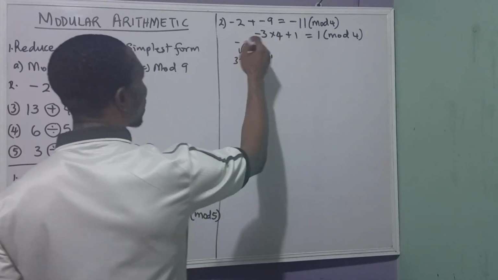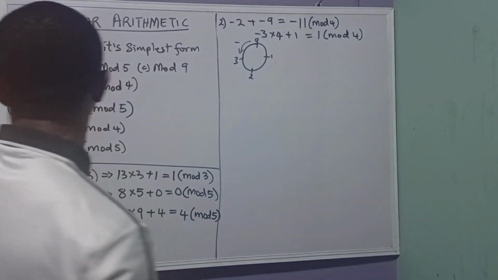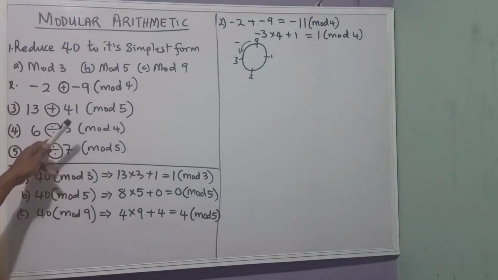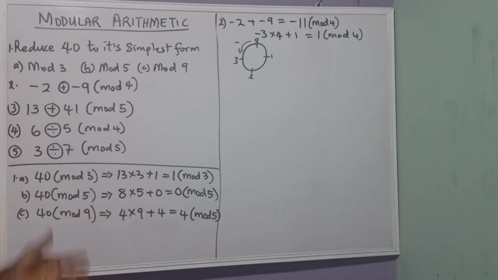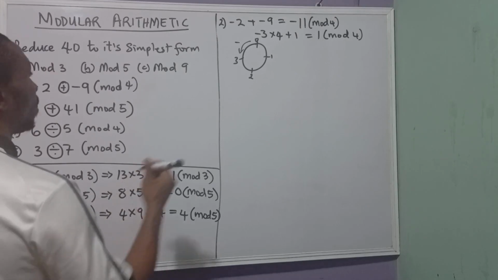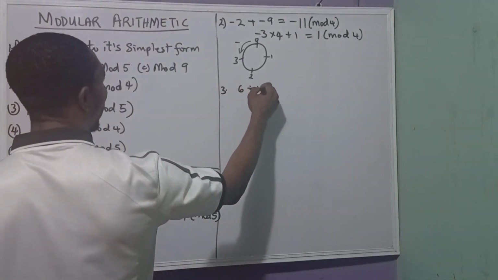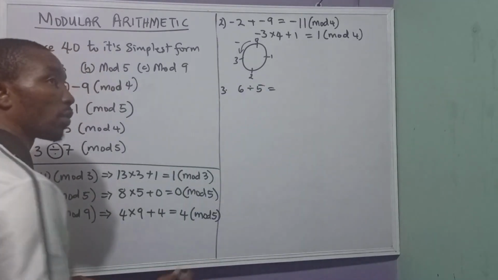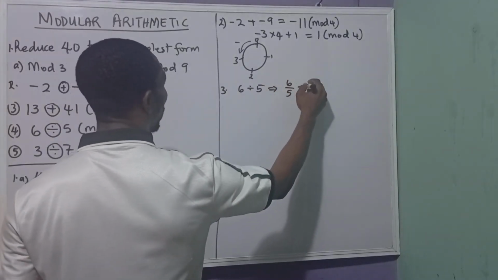That is why we have it as 1 mod 4. Okay, the next one is, our operation here is division. Now, the good thing about division is that you can have more than one solution or no solution. So for this, we are having question 3, we have it as 6 divided by 5. Now we put this in equation form to be 6 over 5 equals x.